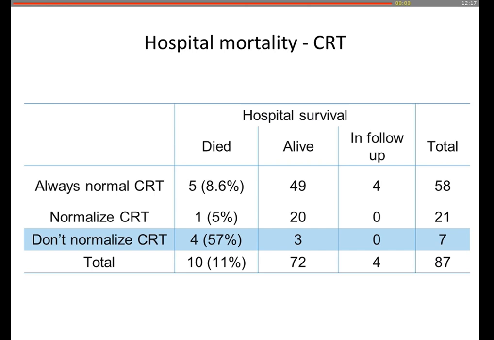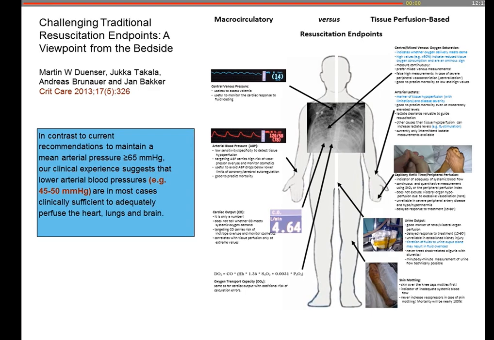So yes, indeed, the signal of the periphery in response to the fluids could help you to assess efficiency. And this supports the general view that Martin Dunser, Jukka Takala, Andreas and I have on what should be the endpoint of your fluid resuscitation, or your resuscitation in general. Well, we think we should leave the macrocirculation. That's not the ultimate goal. The ultimate goal is tissue perfusion.